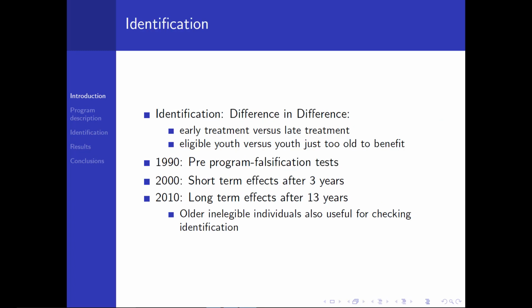Okay, the identification, what's the strategy? It's a simple difference. There are two variations. In 2010, all the rural municipalities have a CCT, and if you visit almost any rural community, at least half of the households will have the program. So the variation is going to come from municipalities that get the program earlier versus municipalities that get the program later. The other difference is from youth who are right at the right age to receive the benefit.